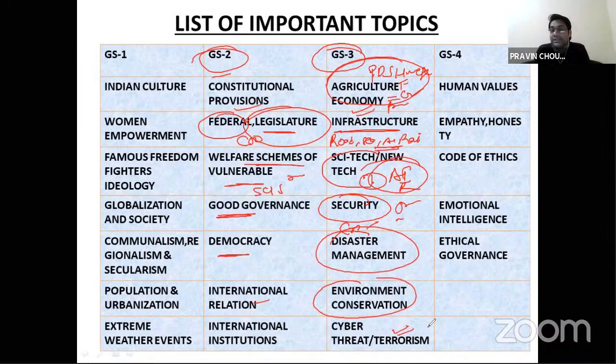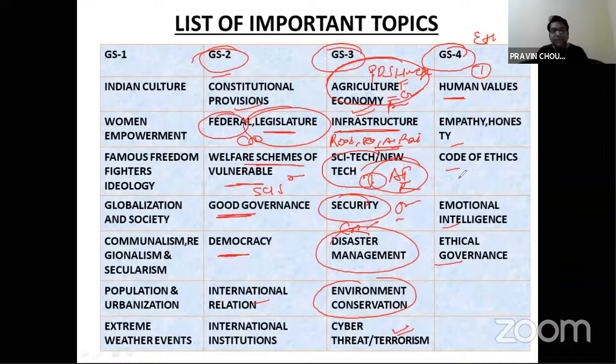Every year we see some internal threats, from cyber threat or terrorism or Naxalism, that always affect the development of our country. At the same time, you have to focus more on GS paper 4 also. If you are very good in the GS ethics paper, then you can easily choose one topic from it, because every year one topic will be from ethics, like human values. You should know what human values are, what empathy, honesty, code of ethics are, emotional intelligence, ethical governance. While reading the GS paper, there is no need to read something extra for the essay.